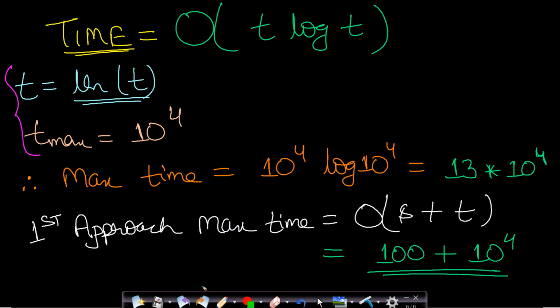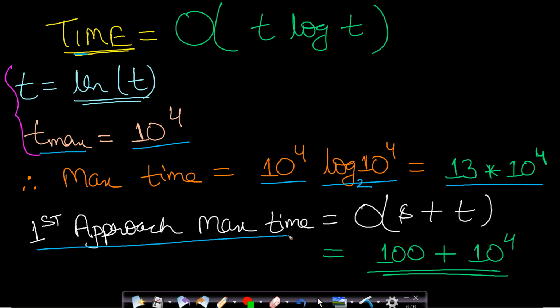So let us look at the time complexity. The time for this approach will be order of T log T, where T is nothing but the length of string T. Now the maximum length of string T will be 10 to the power 4. Therefore the maximum time using the second approach will be 10 to the power 4 log 10 to the power 4, and this is base 2. So it will come out to be 13 into 10 to the power 4.